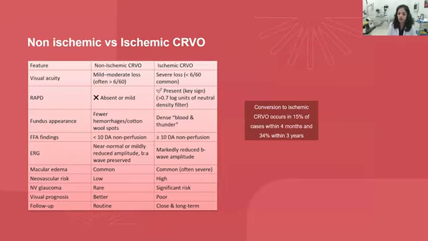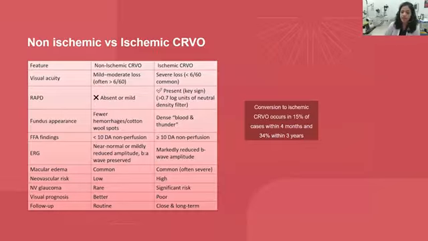So conversion to ischemic CRVO occurs in 15% of cases within 4 months and 34% of the cases within 3 years. So it is important that even if it's a non-ischemic CRVO and you're 100% sure it is non-ischemic and there is no macular edema, you still have to follow up the patient, because at any point they can convert to an ischemic CRVO.